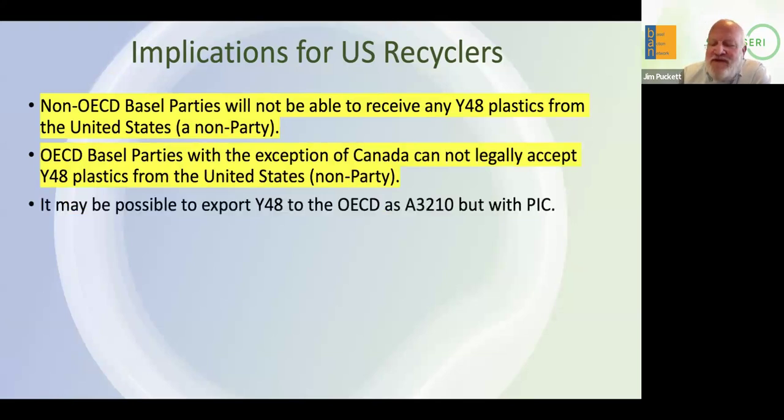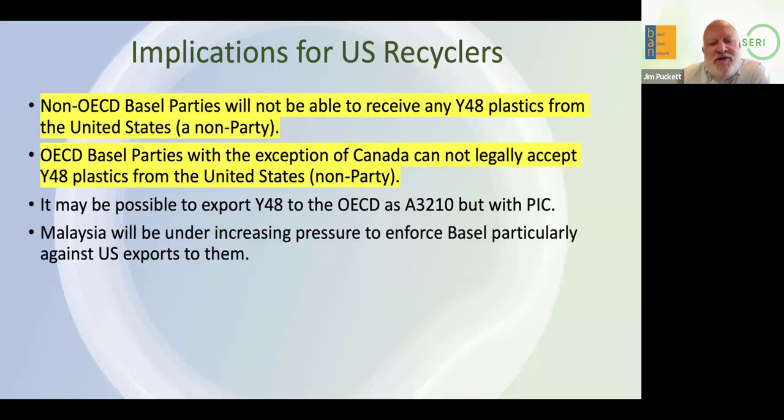It may be possible, if you can convince both countries to agree, to export Y48 to the OECD as hazardous plastic, because that is accepted at the OECD level. And so the OECD agreement can be used as an Article 11 agreement. You could send it as A3210, but of course with prior informed consent.